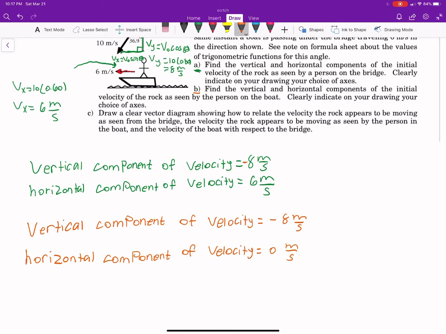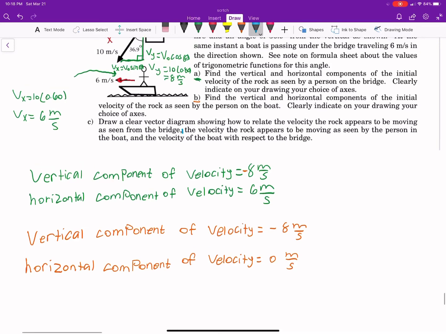I'm sorry. So yeah, that was part B. That was part of part B. Yeah, that was it. Okay, sorry. So how it's related to the rock as it's moving from the bridge. So that was the velocity of the rock as seen from the bridge. Okay, no, we just did B. So now we're on C. Sorry about that, I got confused.